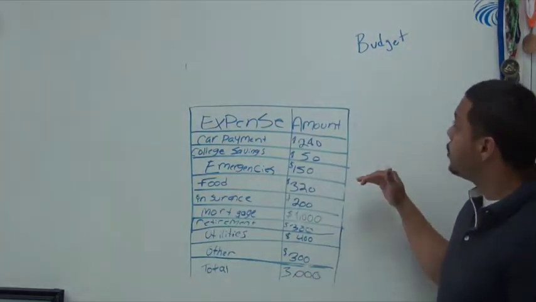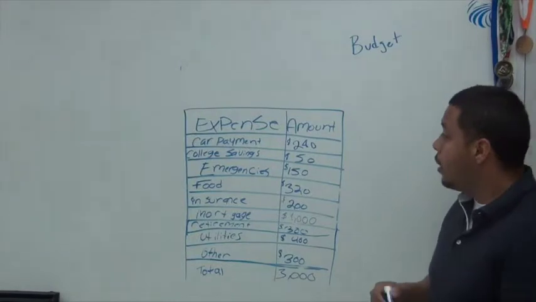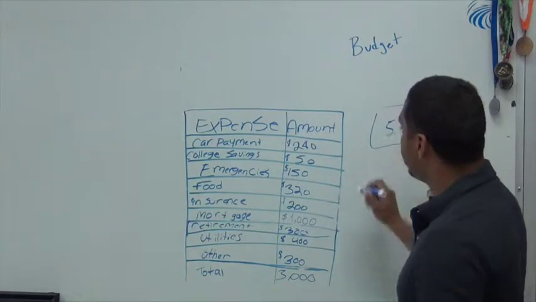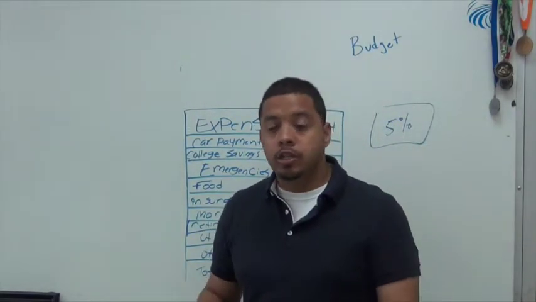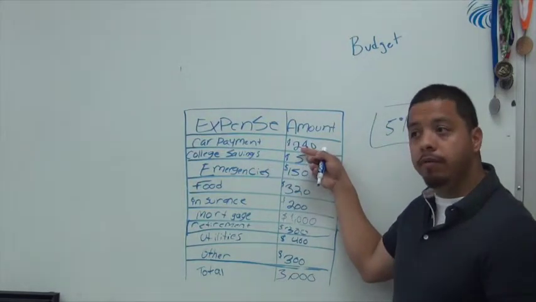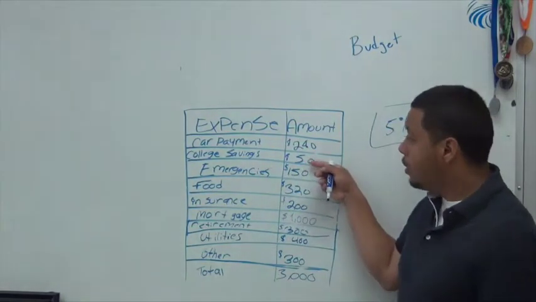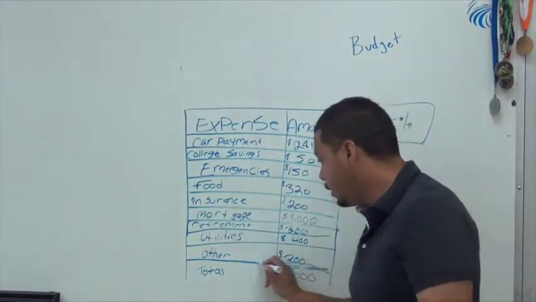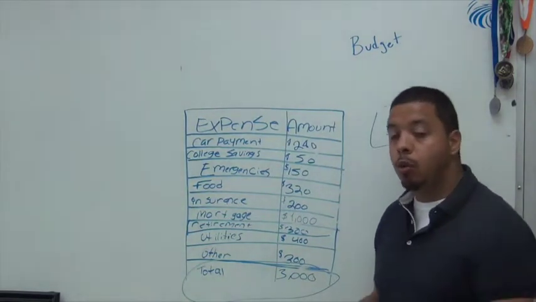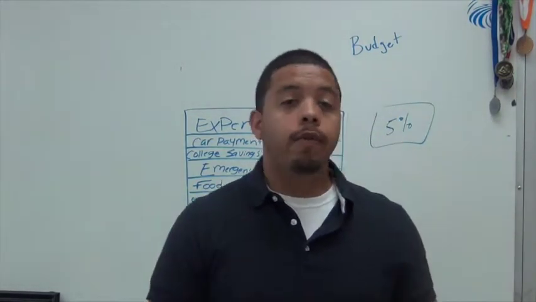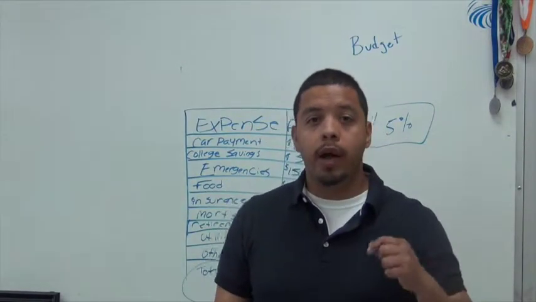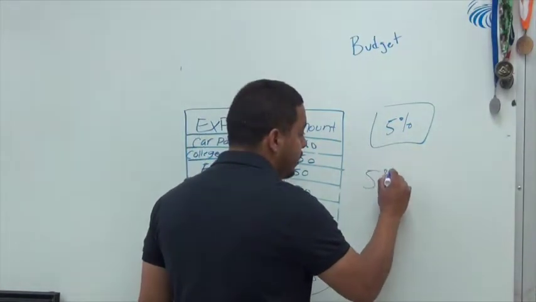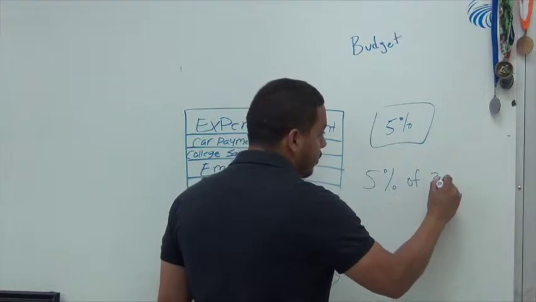Now, going back to problem number 30. Problem number 30 says, what is this person allocating 5% of her budget to? So, her car payment, $240, is not her total budget. College savings is not all of her budget. Her total budget comes from down here. So what the question is asking is, out of everything that she makes, where is she putting 5% of her money? So the thing that you've got to do is 5% of $3,000.